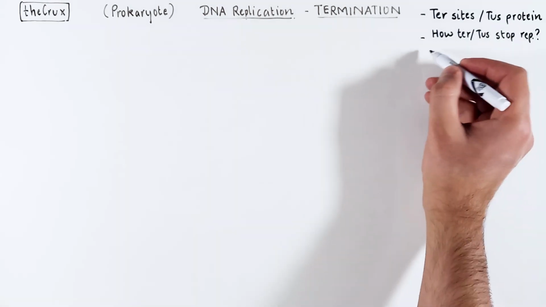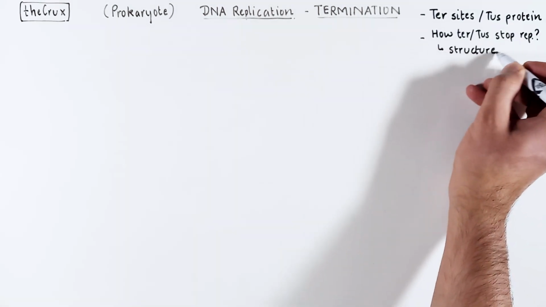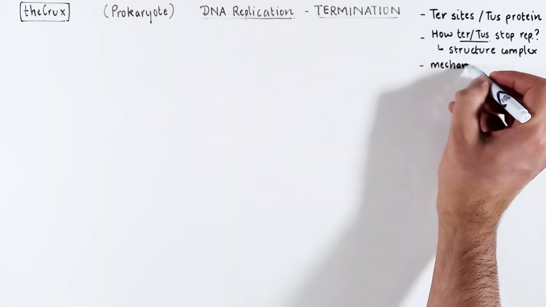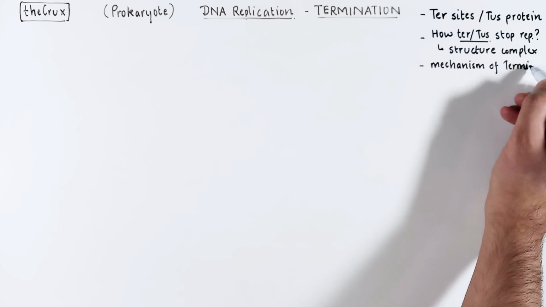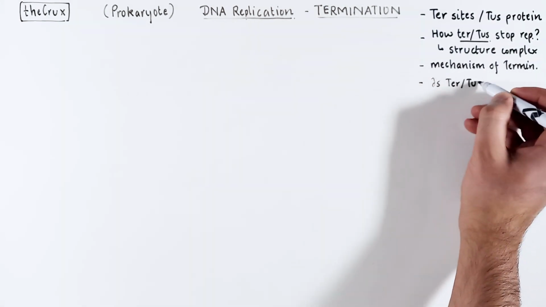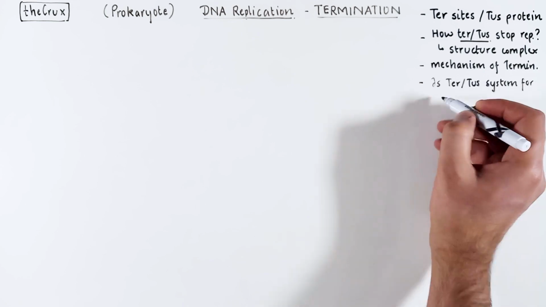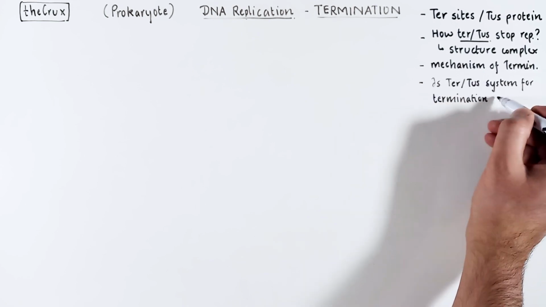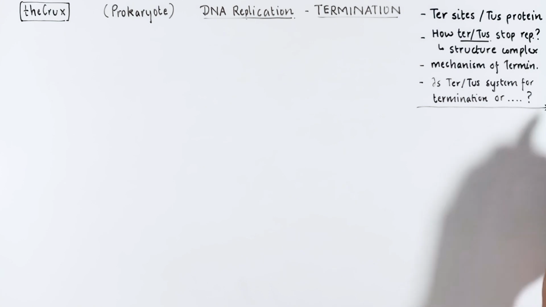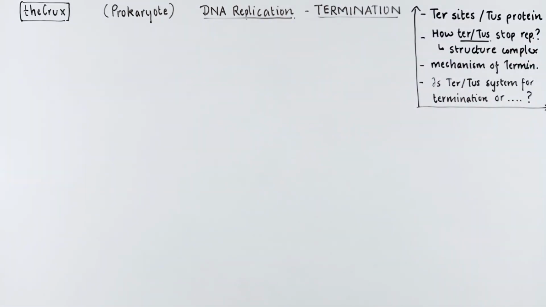Specifically, we will see how the structural complex of Ter and Tus protein achieves this task. Once we cover that, we will look at the actual mechanism of termination. Finally, I will give you an insight into the current debate on the termination system, where researchers are starting to wonder if the Ter and Tus system is really meant for termination of replication or if there is an alternative function for it. Let's start with a couple of basic things to bring everyone on the same page.